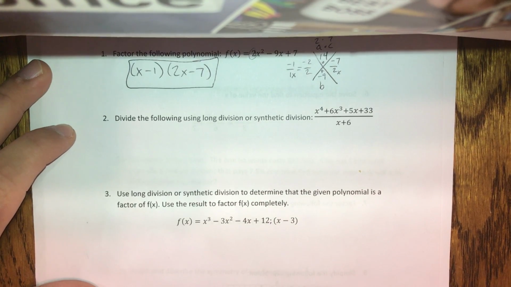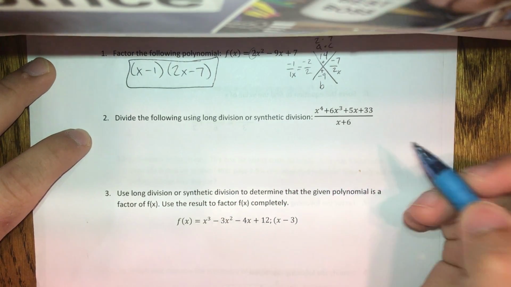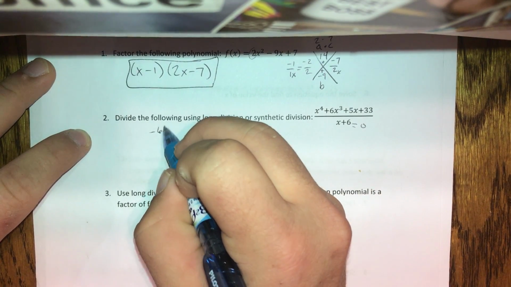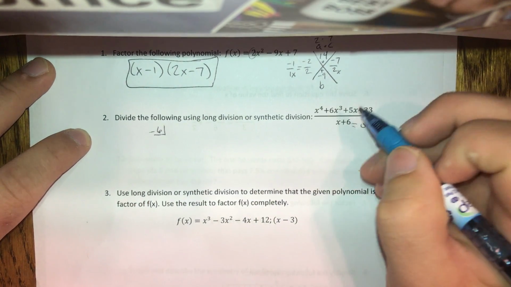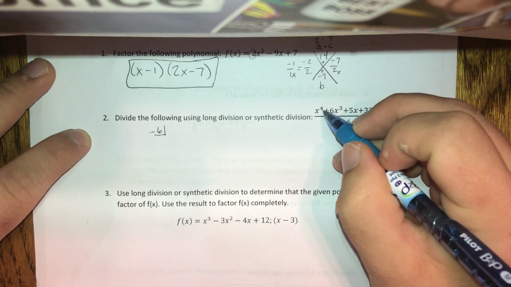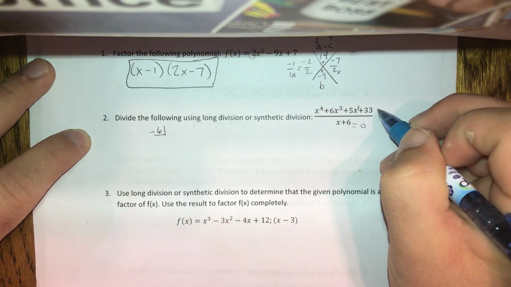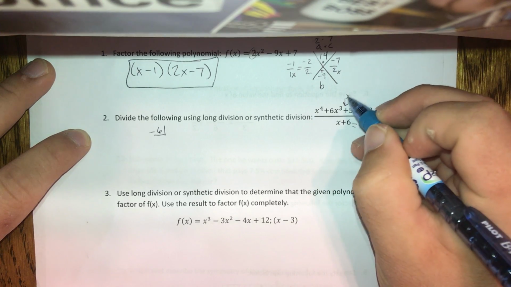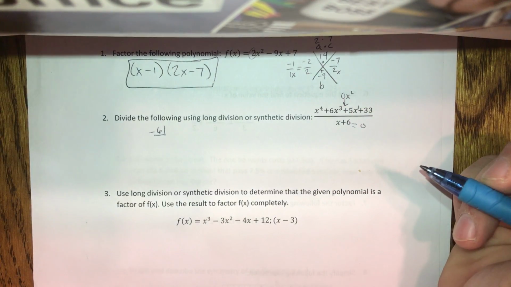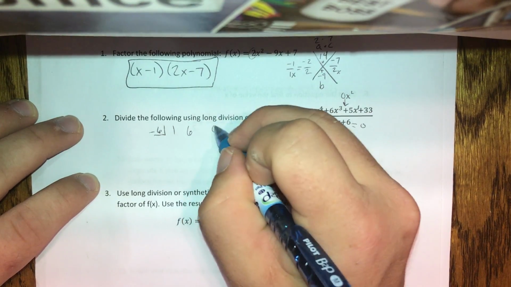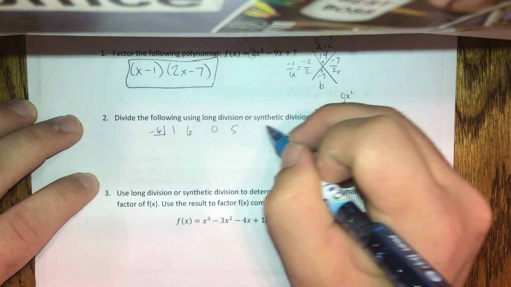Number 2, we're going to either use long division or synthetic. I'll go ahead and use synthetic. We're going to set this equal to 0. X equals negative 6. We'll put that in the box. And then we're going to list all the coefficients. So this has fourth, third, the first, and then no x. And so it's missing the x squared. So we're going to put in a 0x squared right there. So our coefficients are 1, 6, 0, 5, and 33.